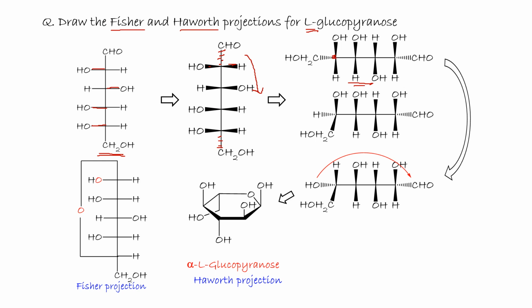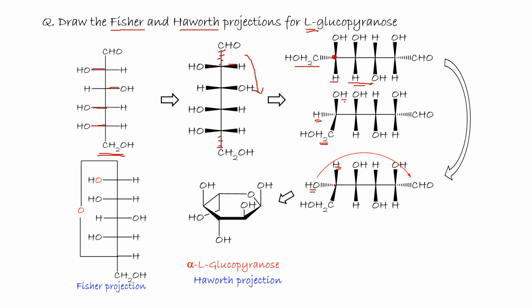Remember that if we do group transformations in consecutive order, we receive the same configuration about this carbon. So what I did here, I switched CH2OH with H. So H will be in the back, CH2OH will be up. And then I switched here H with OH. So H will be up and the OH will be in the back. We did not change any configuration around any other carbons.